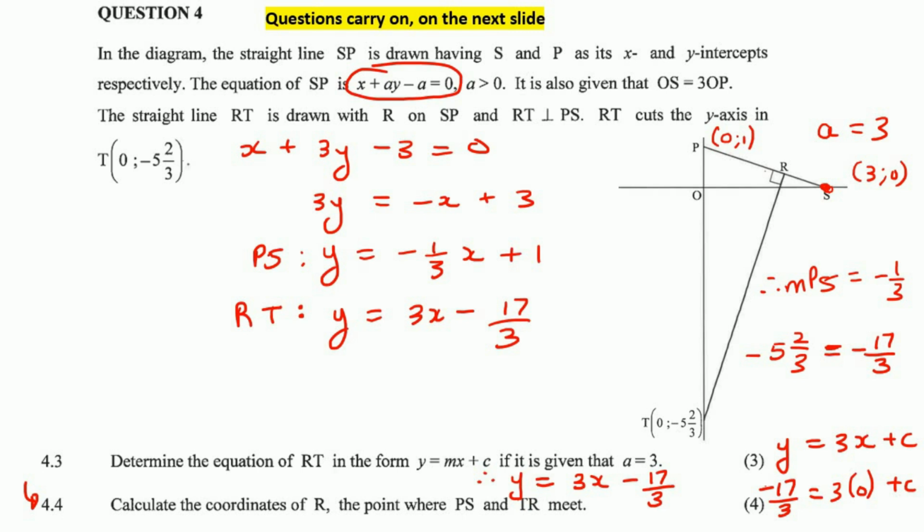So then we're just going to make them equal to each other. So we're going to make these two equal to each other. Okay? So we're going to say minus a third x plus 1 equals 3x minus 17 over 3.